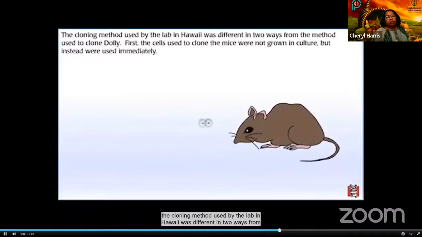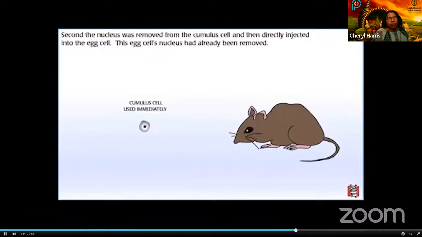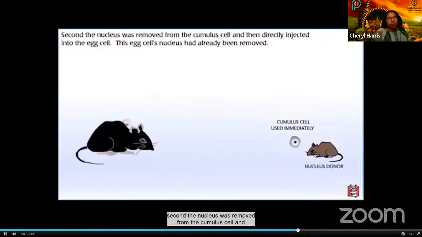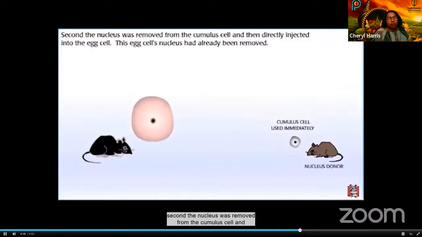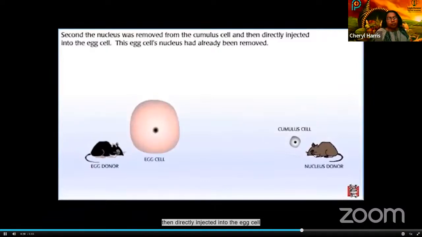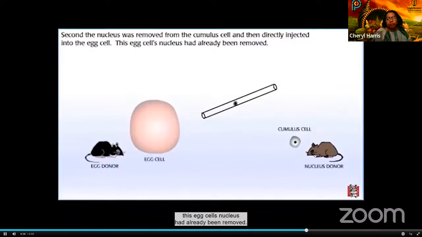The cloning method used by the lab in Hawaii was different in two ways from the method used to clone Dolly. First, the cells used to clone the mice were not grown in culture, but instead were used immediately. Second, the nucleus was removed from the cumulus cell and then directly injected into the egg cell. This egg cell's nucleus had already been removed.